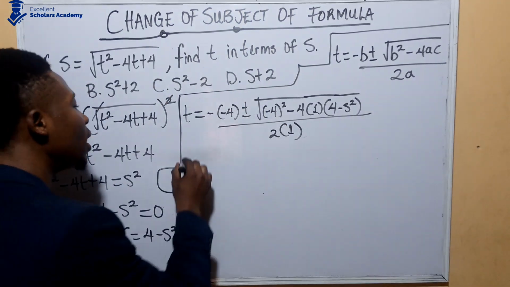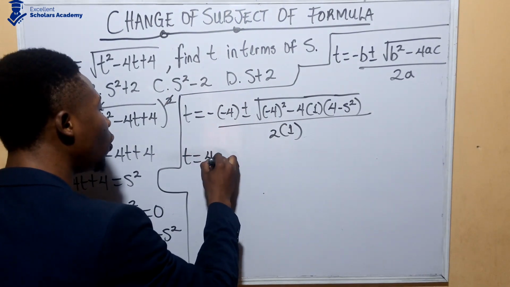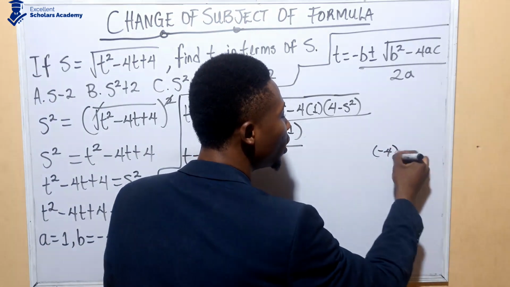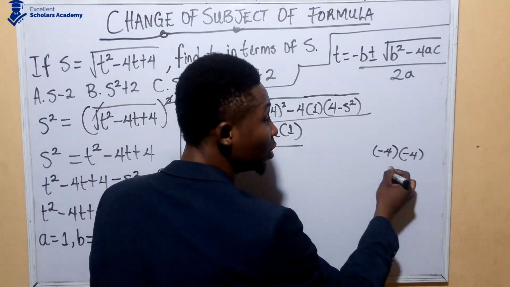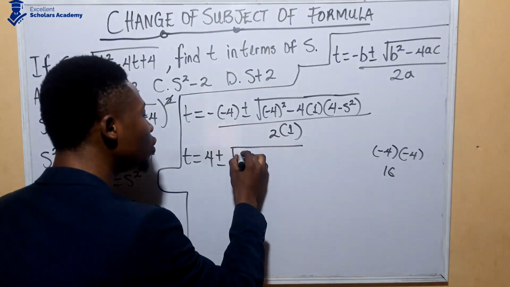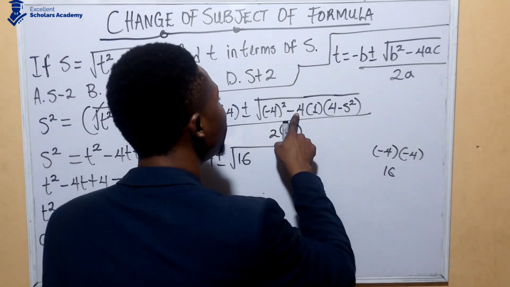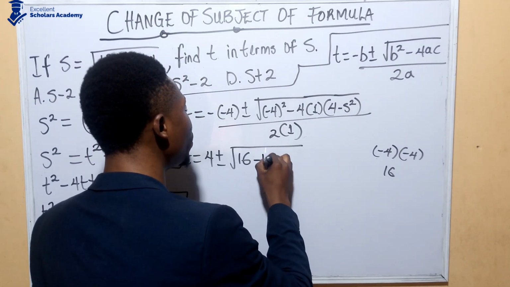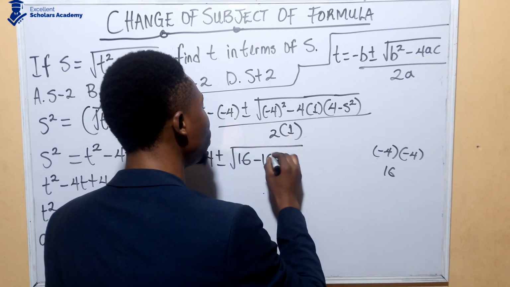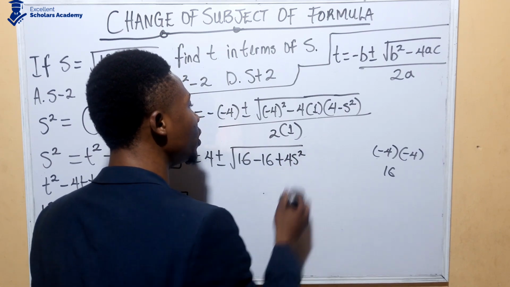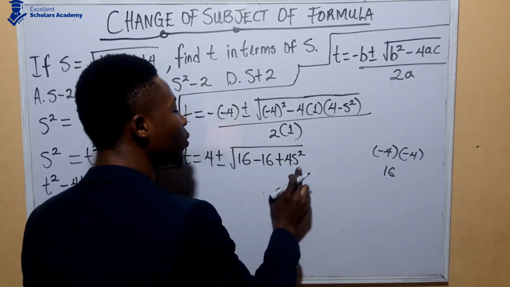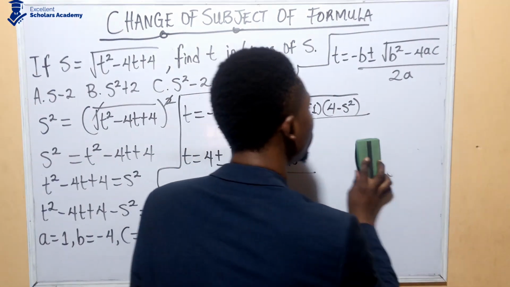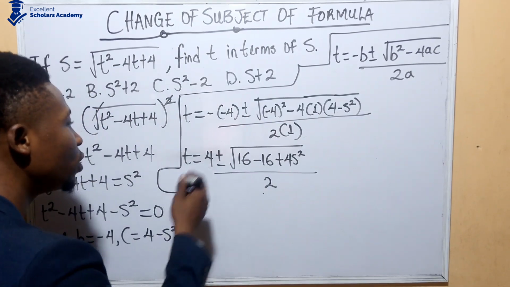Now, t is going to be equal to minus times minus gives us 4, plus or minus square root of minus 4 squared, which means minus 4 times minus 4. Minus times minus is plus, positive. 4 times 4, 16. So that's plus 16. Now, this is minus 4 times 1, which is minus 4. Minus 4 times 4 gives us minus 16. Minus 4 times minus s squared gives us plus 4s squared, because minus times minus is plus. All over 2 times 1, which gives us 2.